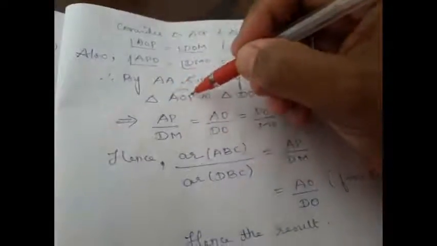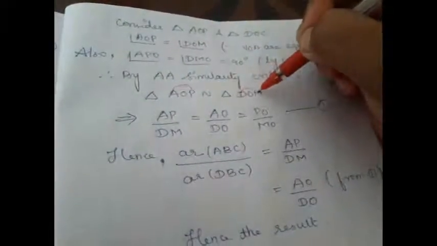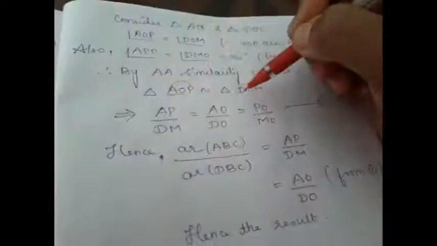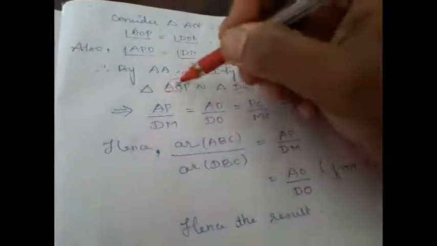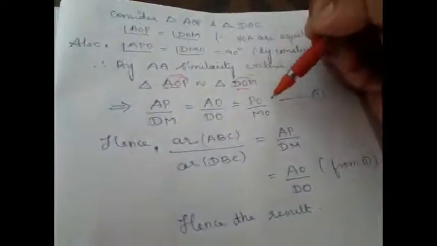Therefore, AP by DM will be equal to AO by DO, which will be equal to PO divided by MO. Yes. But the thing which we need right now is this alone. So this is what we arrived at already. Now, instead of AP by DM, we are going to substitute AO by DO. That is what we need to prove, right?